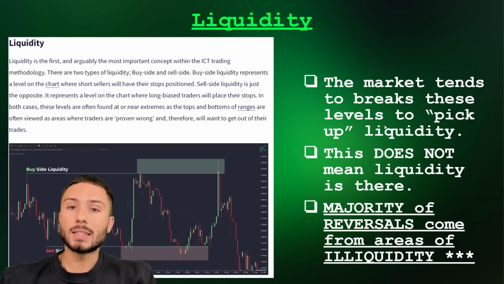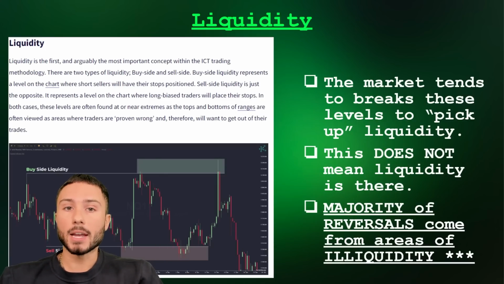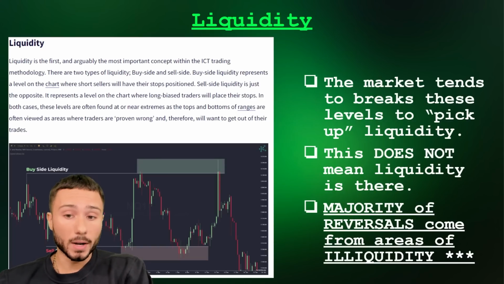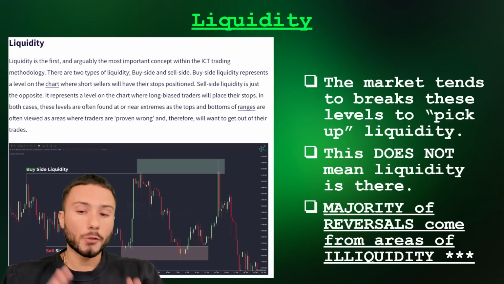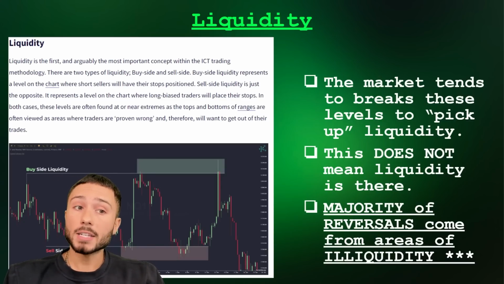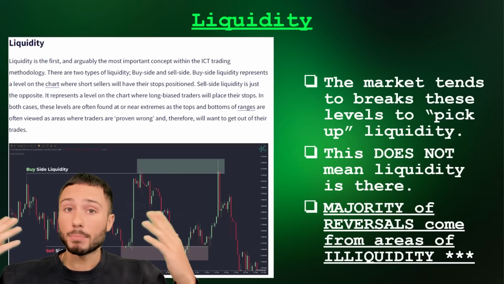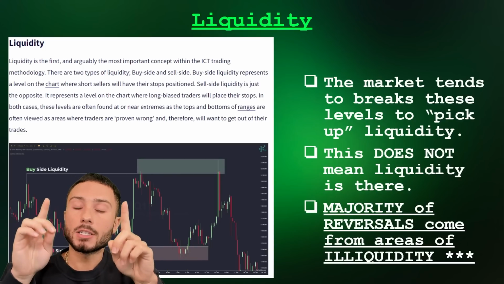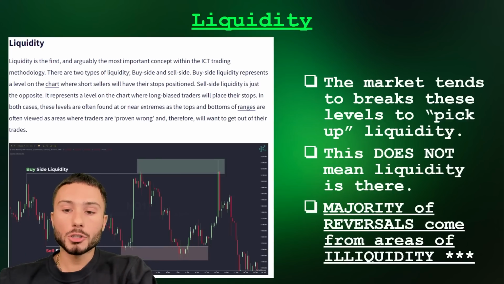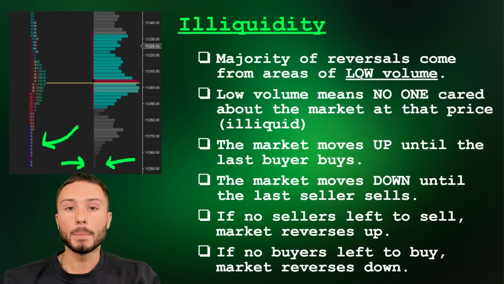However, this does not mean liquidity is there. We have to understand the difference between liquidity and illiquidity. Majority of reversals come from areas of illiquidity. So yes, the market is breaking the level to pick up liquidity. However, just because it broke does not mean there is liquidity there. The reversal will come when there is a period of illiquidity, and that is a very, very key concept here.